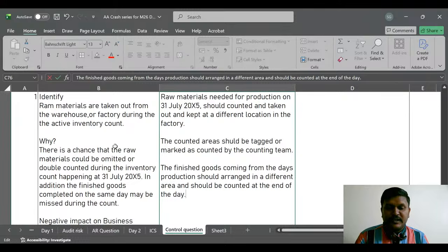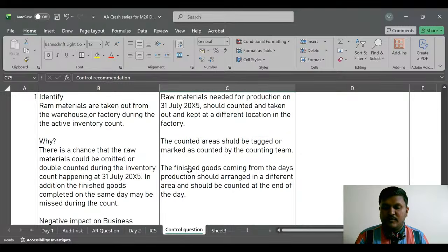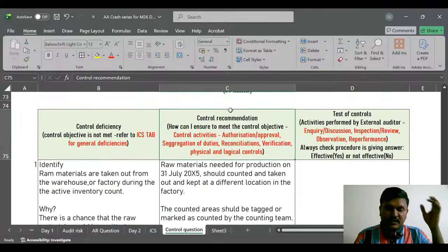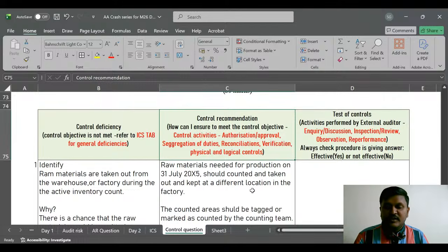So to help you with that, we'll go to the top. Okay, control deficiency is taken. Now control recommendation: authorization, approval, segregation of duty, reconciliation, verification, physical and logical control. This form of physical and logical control, we are taking it, and that particular thing is being kept over there. Okay, physical thing or reconciling that particular thing at the end can be considered.